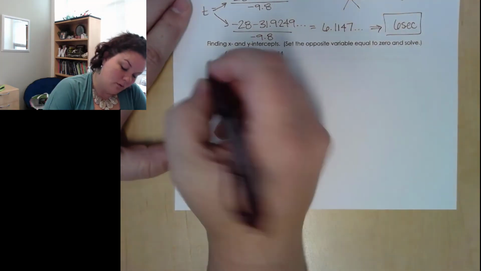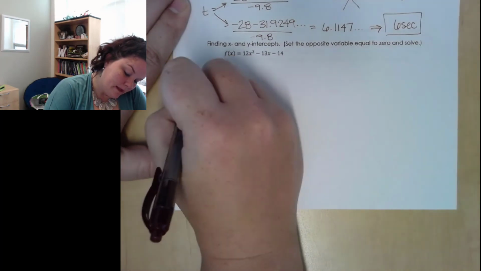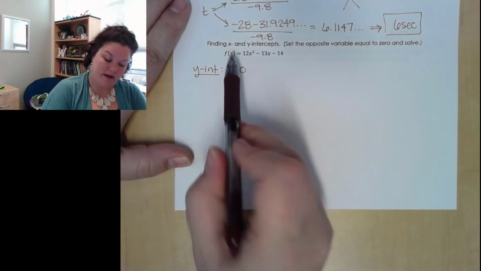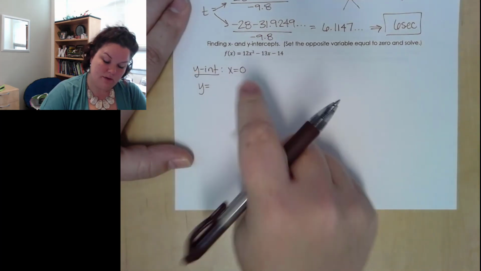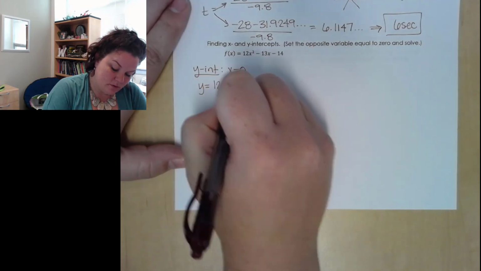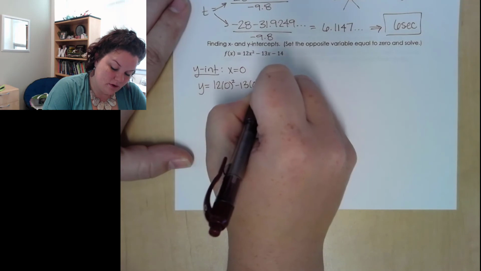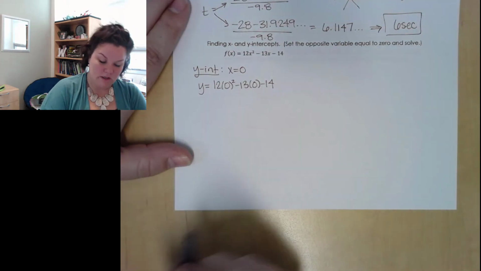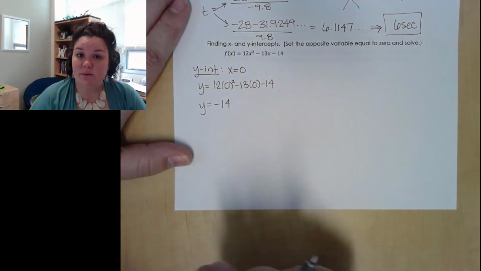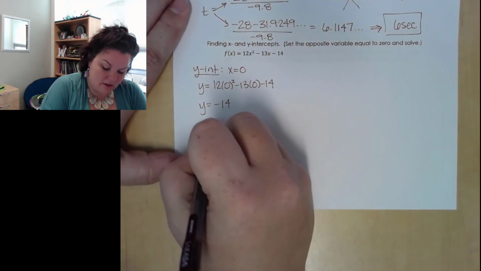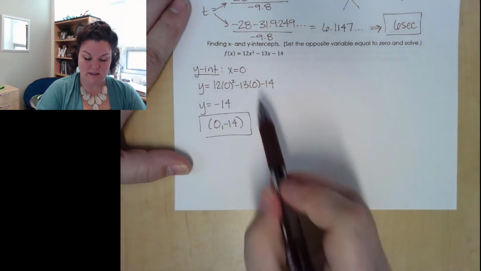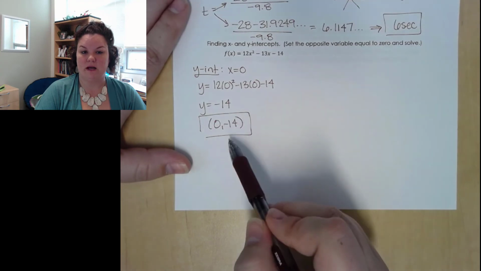So if I want to find the y intercept, I just set x equal to 0. So remember, our y is the same as our f of x. So we would get y is equal to, and then I just put zeros in everywhere I see an x. So 12 times 0 squared minus 13 times 0 minus 14. Okay, so I end up with y is equal to negative 14. And then we always have to remember to write it as an ordered pair. So this would be the ordered pair (0, negative 14), right? Because we plugged in 0 for x and we got negative 14 for y.